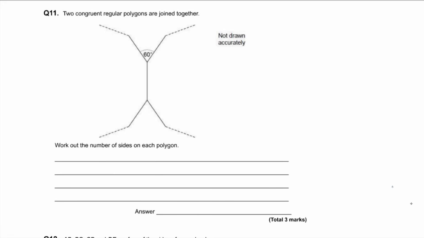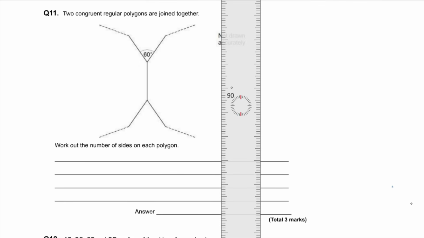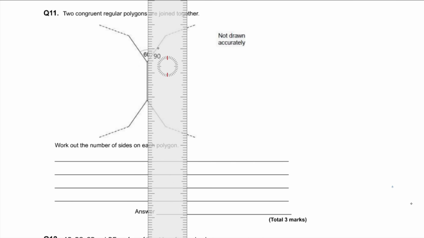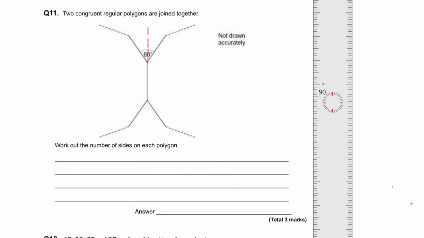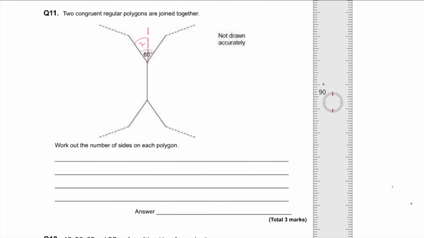Question 11. Two congruent regular polygons are joined together. Work out the number of sides on each polygon. Now, if these are congruent, it means they're the same shape, same size, same angles. So if I take this line up here and extend it like that, then that should cut that angle in half, shouldn't it? So that one there is going to be 30, and the other one's going to be 30 as well. And that's what we call an exterior angle.